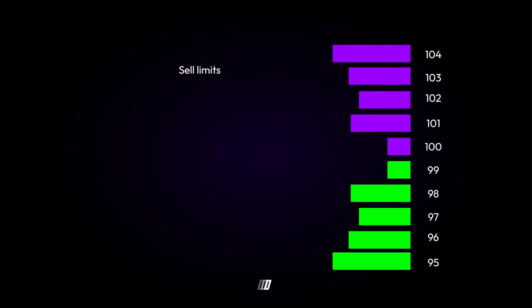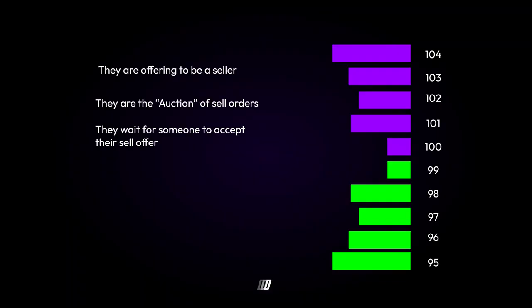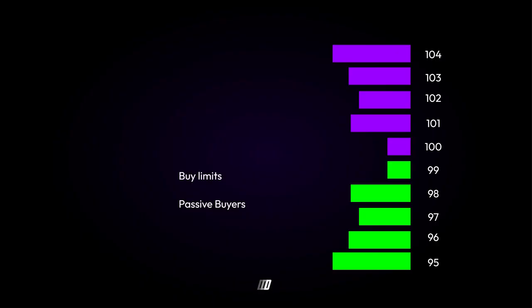Up here you have the sell limits, so passive sellers, also known as the offer or the ask. These are basically just offering to be a seller. They're saying, hey, if you want, I'm selling at this price. They are the auction of sell orders, the sell paintings of the auction. And they wait for someone to accept their sell offers. Just like when you place a sell limit, you wait for the market to reach your level and fill you, right?